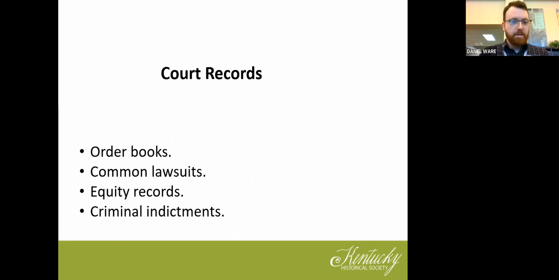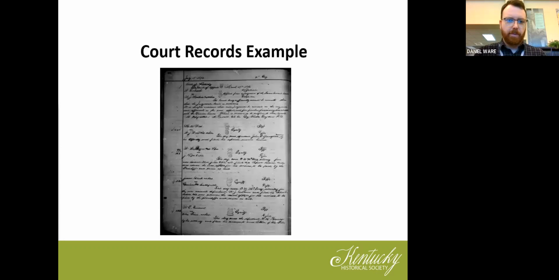There's criminal indictments, although I haven't really looked at those, but I'm going to presume that they're mainly about criminal indictments that were in court. But we do have those. So if you did need to look into a potential criminal ancestor, they might be included in something like that. This is an example of a court order book, just to give you an idea.